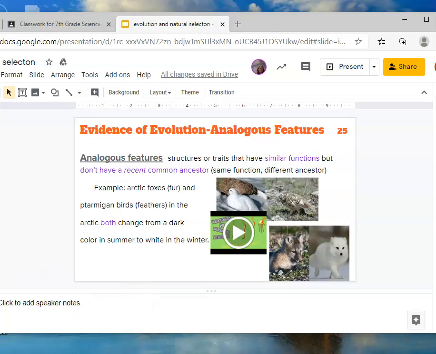Evidence of evolution, analogous features. Analogous features are structures or traits that have similar functions but don't have a recent common ancestor. Same function, different ancestor. Example: Arctic foxes have fur, and ptarmigan birds have feathers in the Arctic. Both change from a dark color in summer to white in the winter.